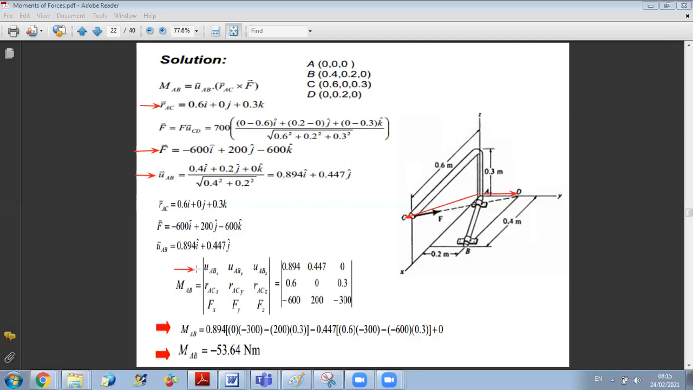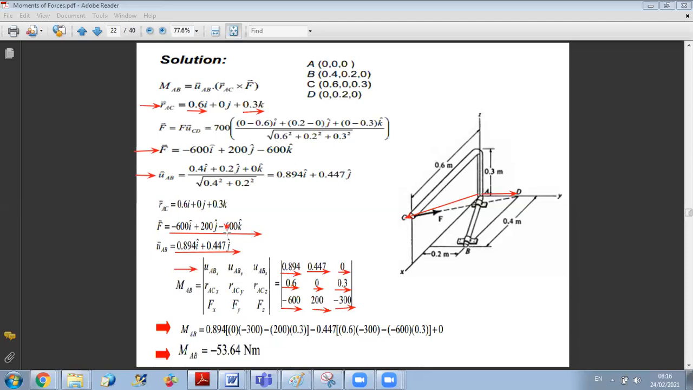Okay, so in the first line we always put the components of the unit vector of the axis on which we want to project, which is AB. So as you can see here, I will take the coordinates of AB vector. I have along I 0.894, along J 0.447, and no component along K, so 0. Then for vector AC, I put the components at 0.6 along I, no component along J, so 0, and 0.3 along K. And finally, for vector F, I have along I minus 600, along J 200, and along K minus 300. So here it's a typing error, it says 3.